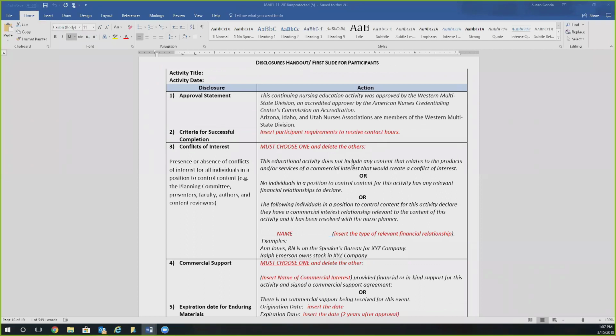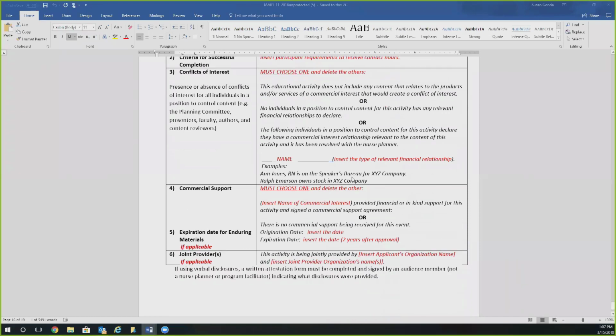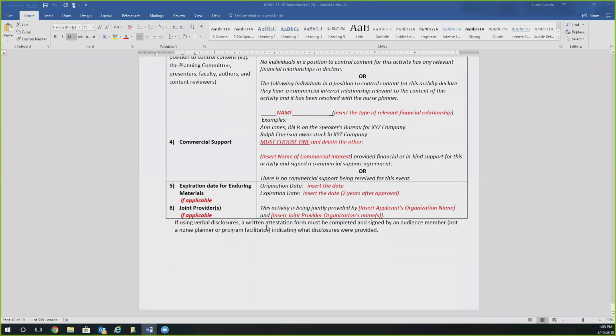So this educational activity does not include any content that relates to the products and or services of commercial interests that would create a conflict of interest. There you have it, you're done. Commercial support, if you're not getting any commercial support, just say there's no commercial support being received for this event. If there's enduring components, mark the first date that it starts, insert a date 2 years after that. Joint provider, if it's applicable, include that as well.